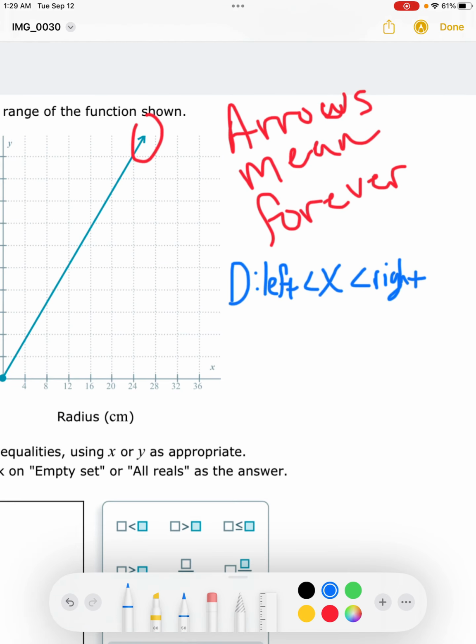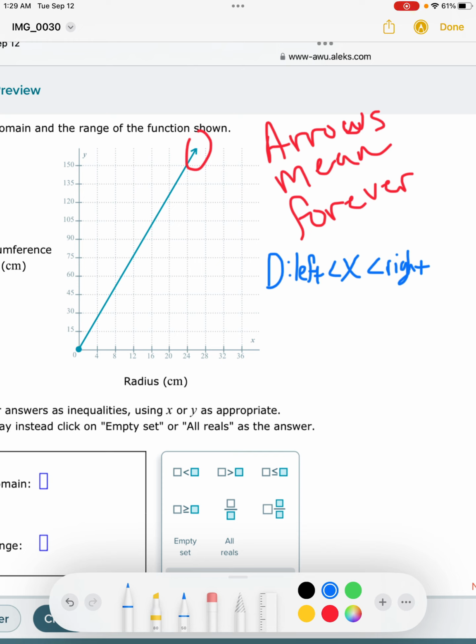There we go. Okay. So I can go from the left to the right. If I look at my graph, I have my left point right here. And then do we have a point that stops on the right? No. There is no point that stops on the right because this arrow is also moving to the right forever.